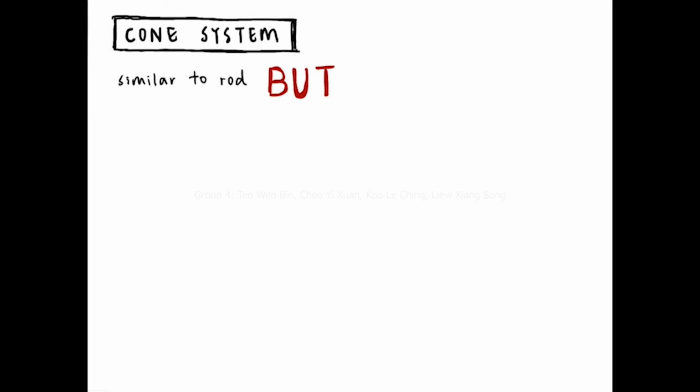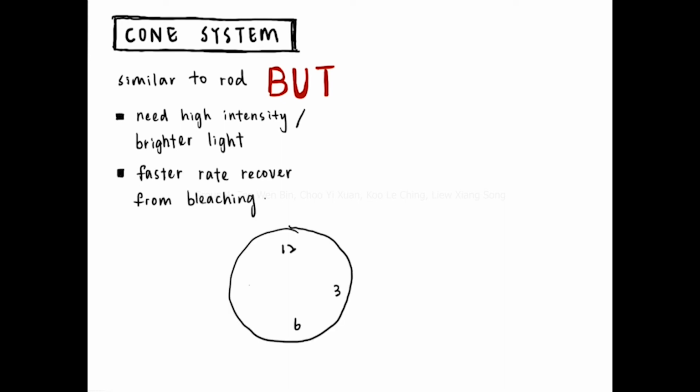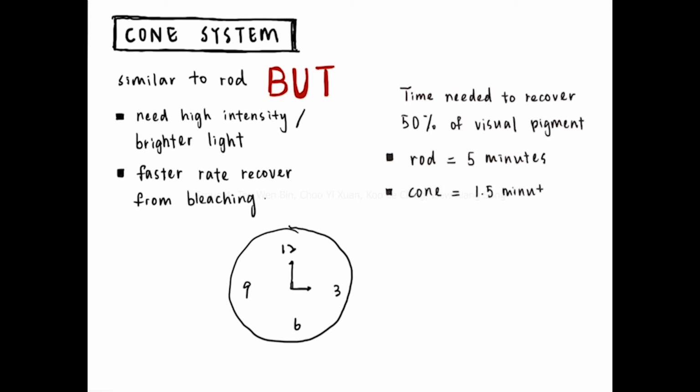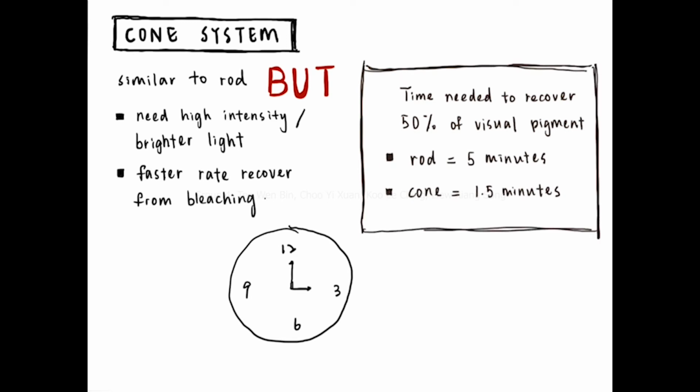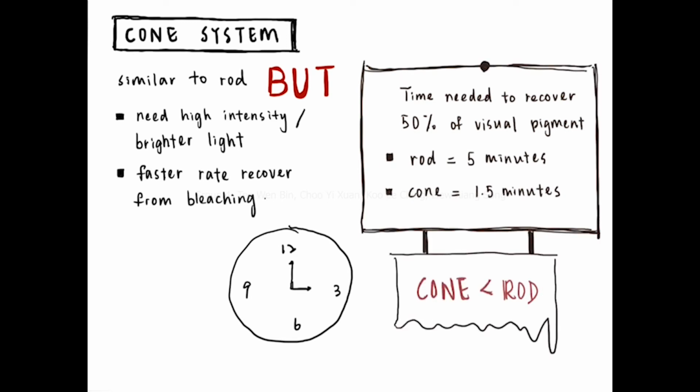For the cone system, the process is similar to rods, except that the cones need a higher intensity of brighter light since they are less sensitive than rods. However, the cone photopigments recover from bleaching at a faster rate than rhodopsin. It takes about 1.5 minutes for 50% of a cone photopigment to recover following bleaching, while rhodopsin will take 5 minutes to recover 50% of it when the quantity of rhodopsin is bleached.